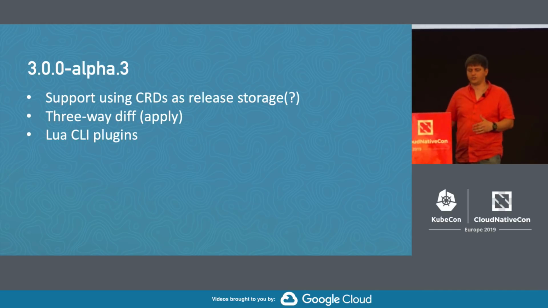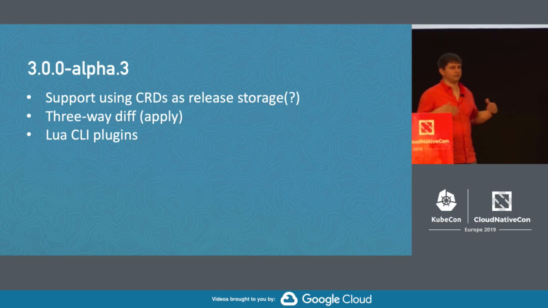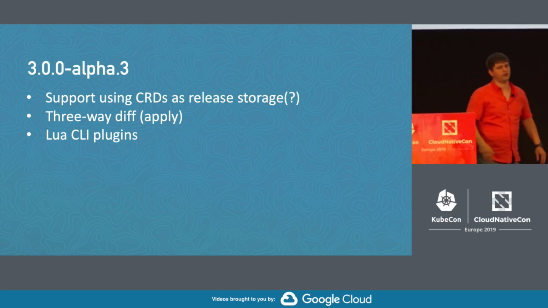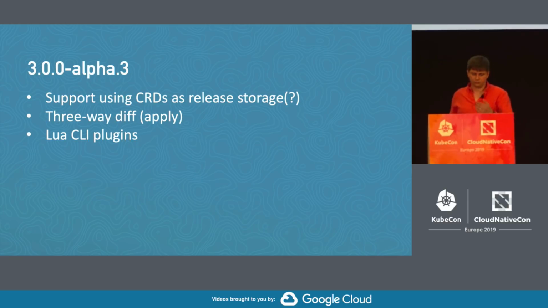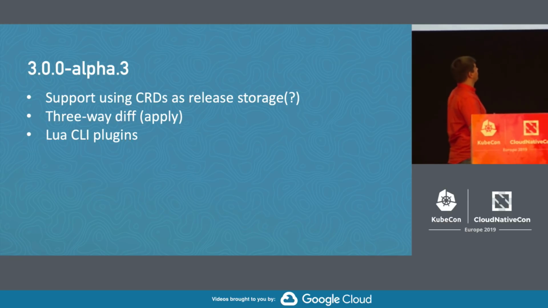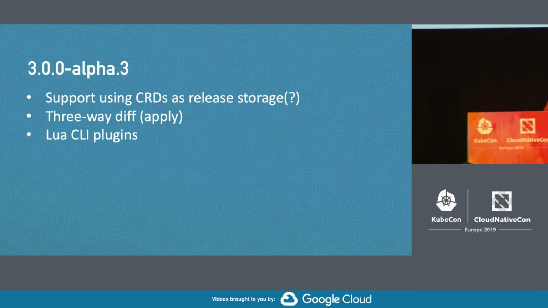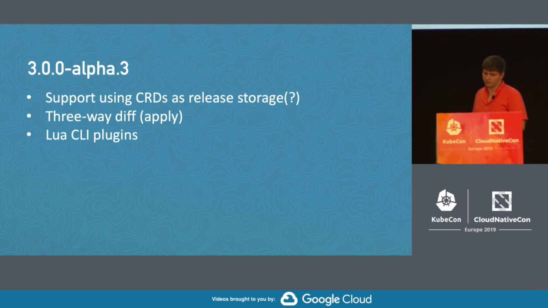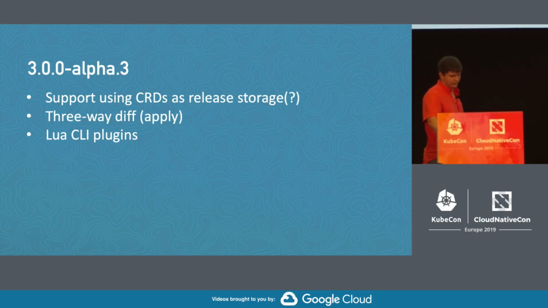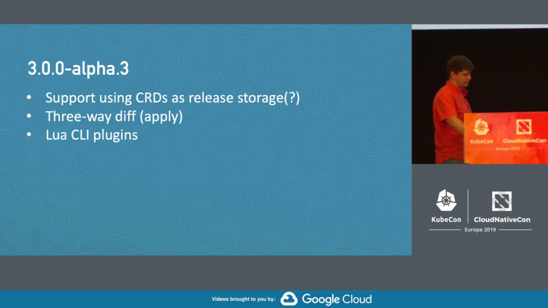But then also, we don't want to hold off on an entire release with a whole bunch of features and just slog on forever. So we thought maybe we could chunk off the Lua CLI plugin stuff that we're interested in playing around with. And the three-way diff, which is basically a server-side apply or doing a different upgrade merge patch strategy for Helm. And then also playing around with different things like CRDs for release storage or other objects.